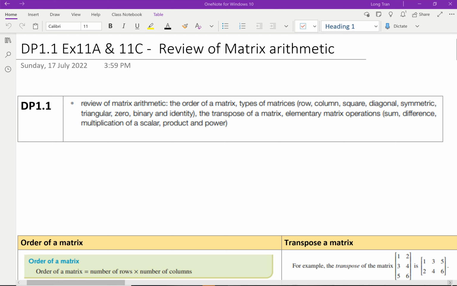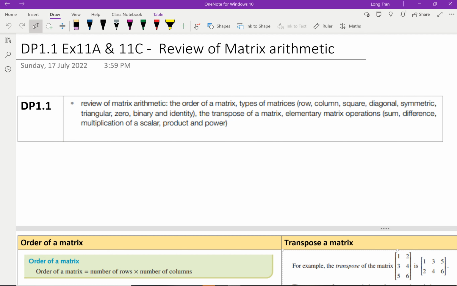So, starting off with DP1.1, they ask you to remember what is the order of a matrix. That's the first thing you need to know. What is the order of a matrix? What do they mean by that? It's dimensions. Okay, so I'm going to write here. This means dimensions. What's an example?